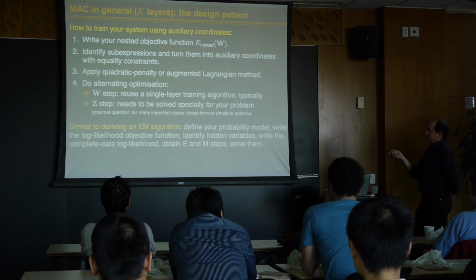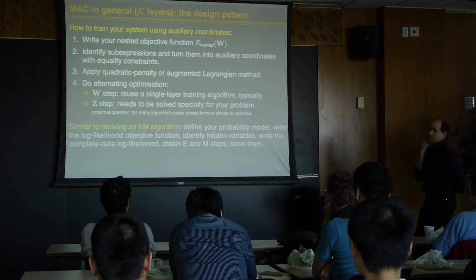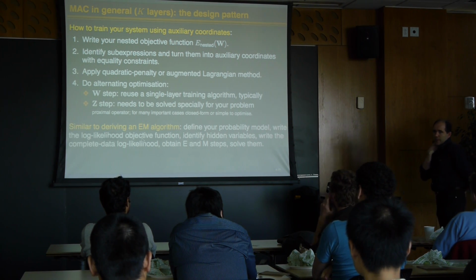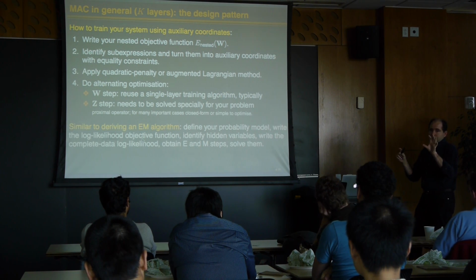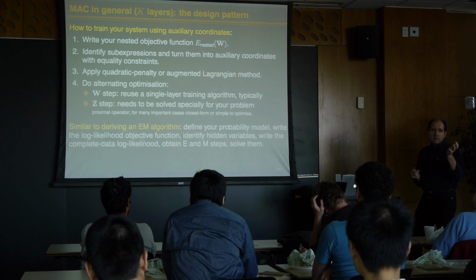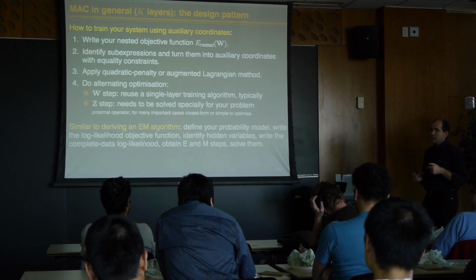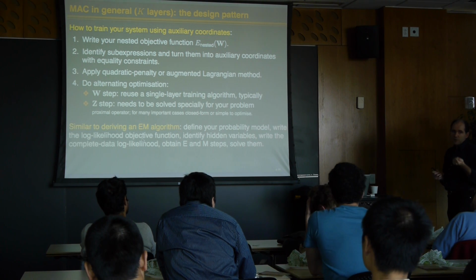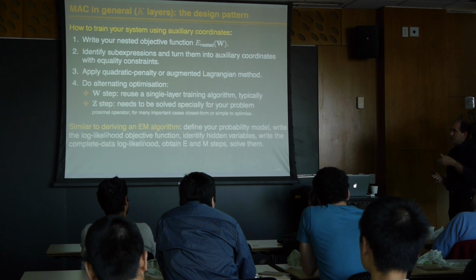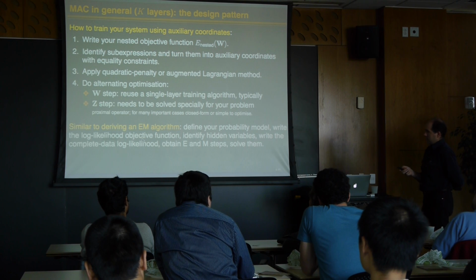And then the effort involved to get this to work is similar to the effort of deriving an EM algorithm, where you have to write your model and your likelihood function. You have to look for the hidden variables there, the missing data. And then you would write the complete data log likelihood, and from there obtain the E step and the M step. And then you have to solve the M steps, which are optimization problems. So very similar to the kind of thing that happens here.